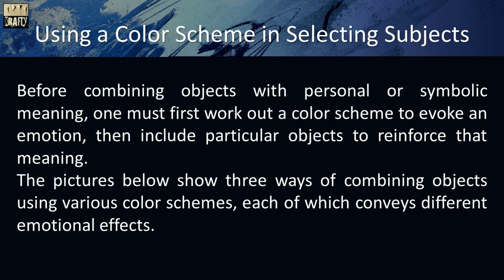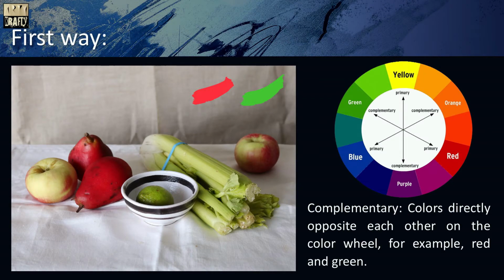The pictures below show 3 ways of combining objects using various color schemes, each of which conveys different emotional effects. The first way, with complementary colors: colors directly opposite each other on the color wheel, for example, red and green.